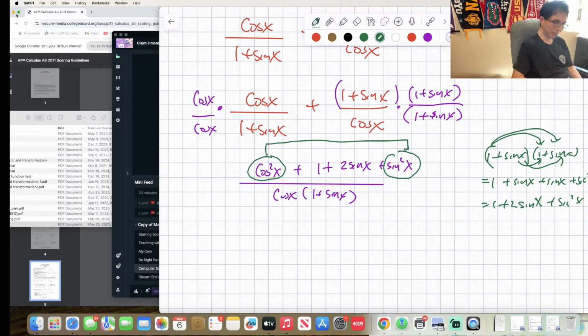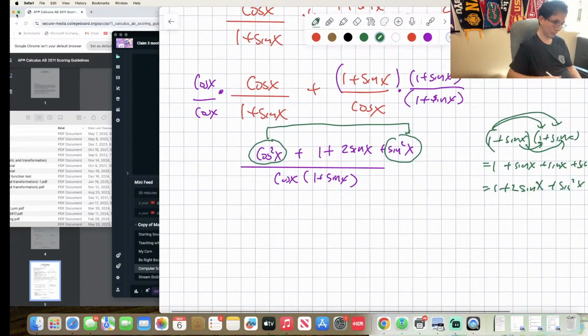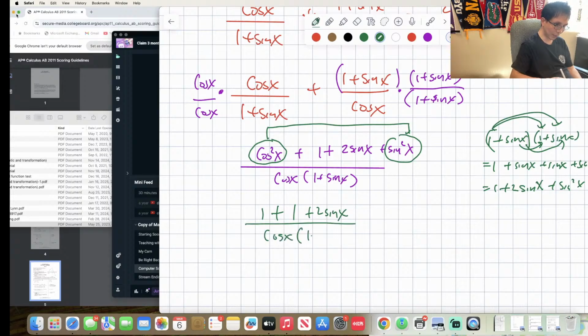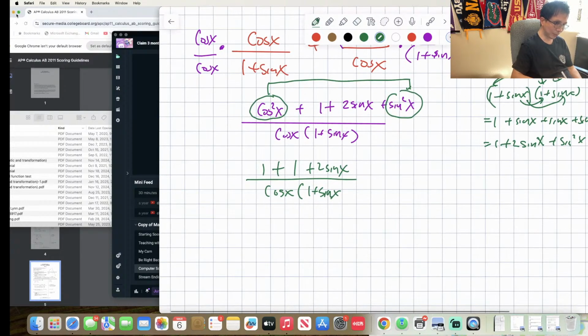Now, this is the part that you guys need to see. Cosine square plus sine square is equal to what? 1. So it'll be 1 plus 1 plus 2 sine of x over cosine of x times 1 plus sine of x. Can I change that to 2 plus 2 sine of x over cosine of x times 1 plus sine of x?